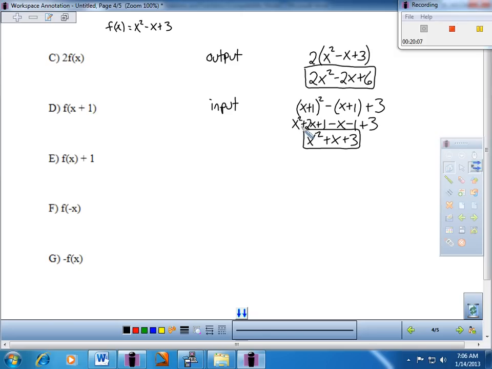Okay, now notice letter E, another plus 1. Does this represent to you an input change or an output change? Am I changing x or am I changing f of x? In this case, I hope you realize that x hasn't changed. It was this, here it is up there, and it is still this right here. But now it's f of x that I'm adding 1 to. I'm adding 1 to the overall function. I'm adding 1 to the output.